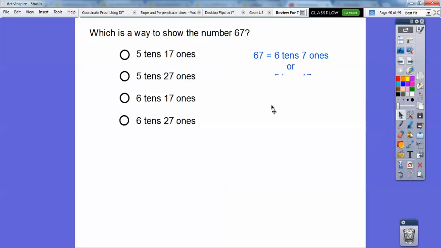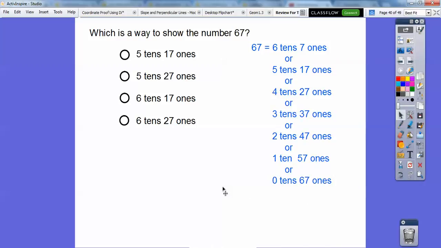But it's also the same as, let me go back. It's also the same as 4 10s and 27 1s. See how we decrease the 10s by 1 and increase the 1s by 10. Okay, decrease by 1, increase by 10, decrease by 1, increase by 10. So which one of these is over here? 5 10s and 17 1s, okay? So 67 is the same as 5 10s and 17 1s, okay?